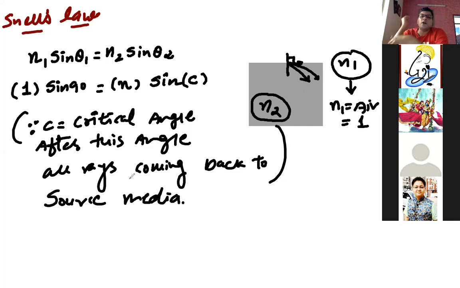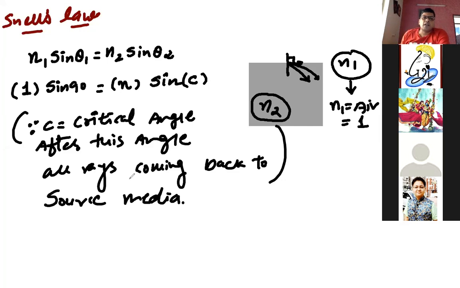Instead of this N2 media, if I place glass, then also total internal reflection may happen. So now we will see its application as well. It is also applicable to optical fiber. After this theory, we are supposed to learn it. And another thing is that diamonds look shiny. This is only because of total internal reflection.